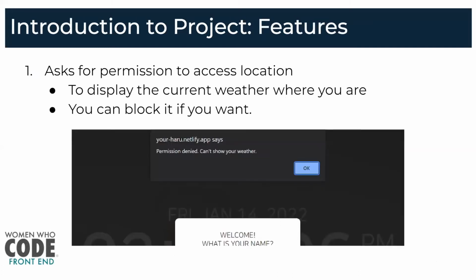So first, these are some features. First, it asks for the permission to access your location. And this is just to display the current weather where you are, but you can also block it if you want. But if you block it, you will not be able to see the weather.